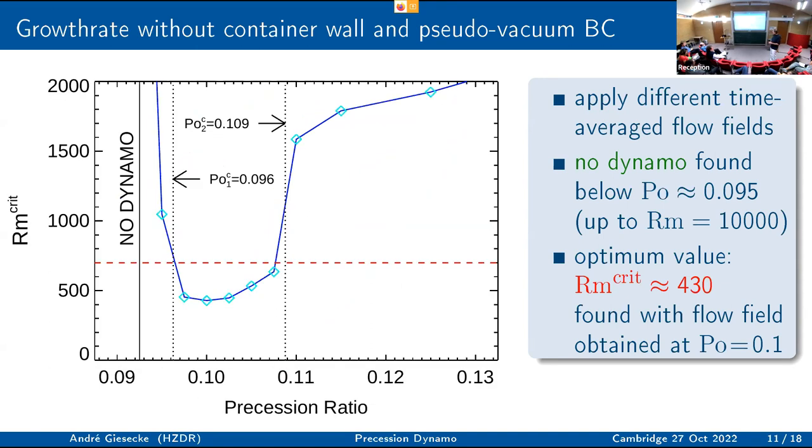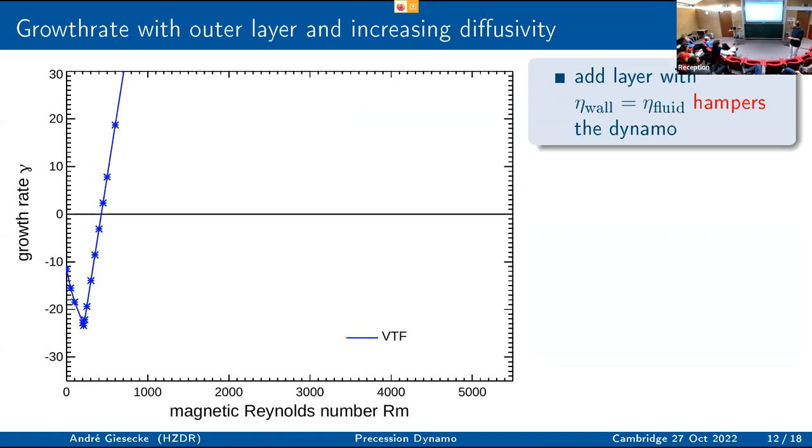So here again, the critical magnetic Reynolds number for the various velocity fields. This is a typical pattern that I found. So this is a rather small range of precession ratios where I find critical magnetic Reynolds number below the threshold, which is a constraint from the experimental setup. So again, this is the growth rate for the optimum value. You see the crossing here around 430, and this is obtained with pseudo vacuum. I just used here a different condition.